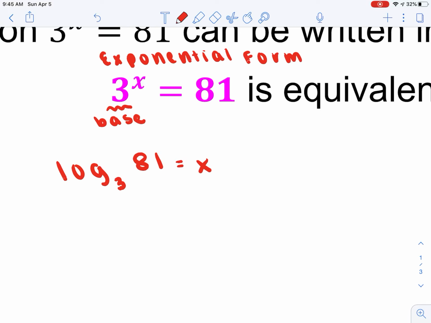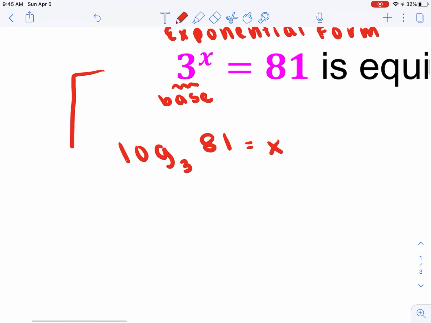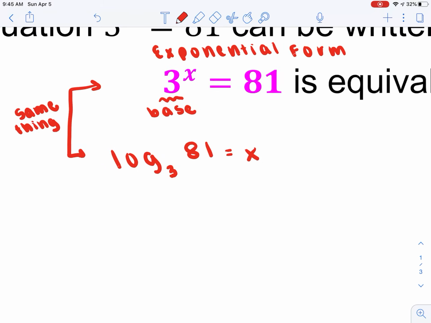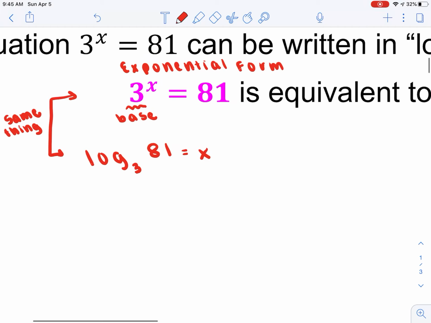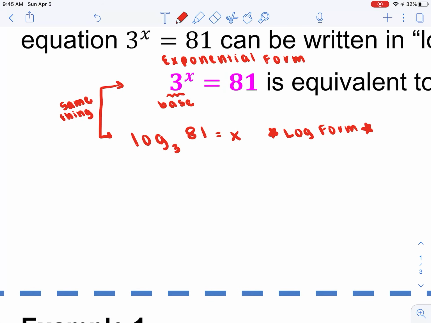We call this the argument of the log, which I think you'll see written down formally later on in the notes. This is wacky, but these two things mean the same thing. One is called exponential form. One is called log form. So this right here is log form. Log is short for logarithm.